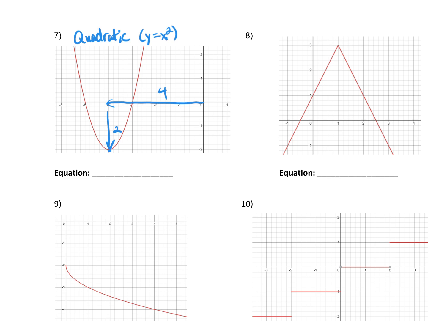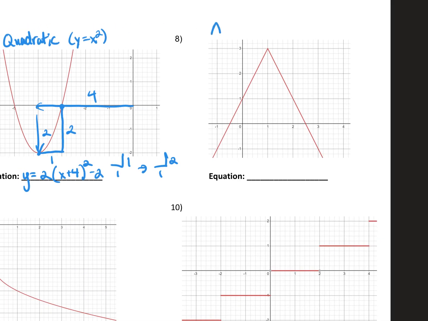And then to get from our home base to our next known point, notice we have to go right 1, up 2. So instead of it being 1 by 1, since 1 squared is 1, it's now been transformed to 1 by 2. So we have a vertical stretch of 2. So we have y equals, we'll put our vertical stretch of 2, parenthesis, x plus 4 to shift left 4, squared to make it a quadratic, and then minus 2 to go down 2.